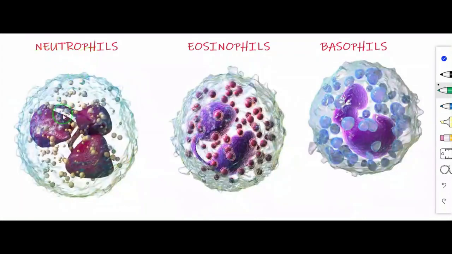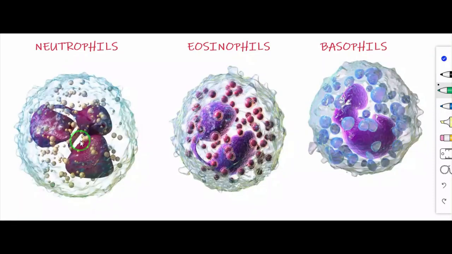Neutrophils. This is a neutrophil. Neutrophils are large in size and have a 2 to 7 lobed nucleus. This neutrophil has 3 lobes, 1, 2, 3. Some neutrophils have 4, some have 5, 6 like that. These neutrophils form 60% to 65% of the total leukocytes.